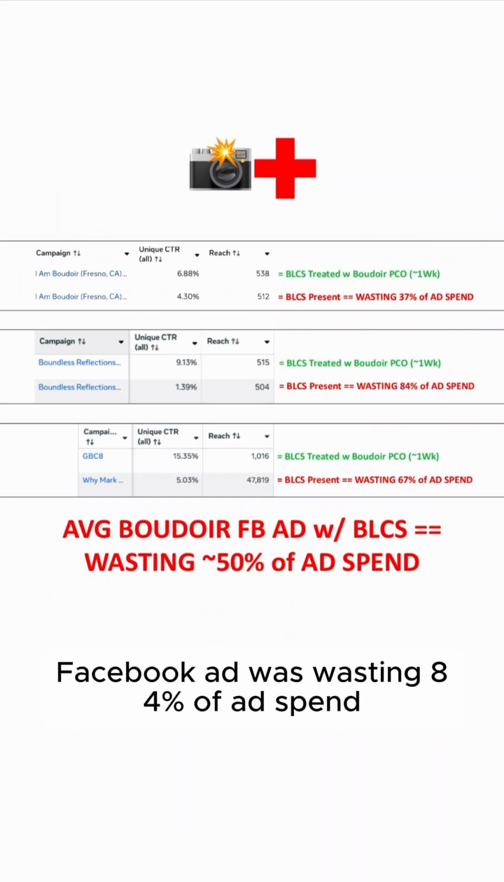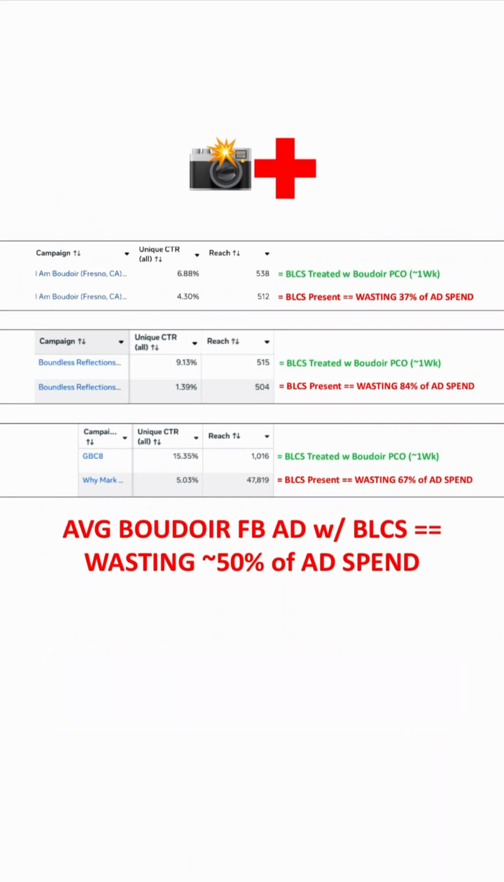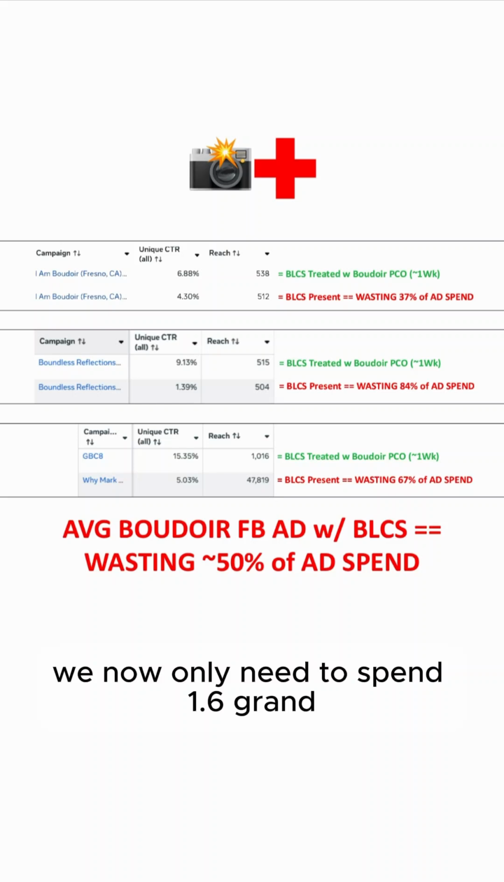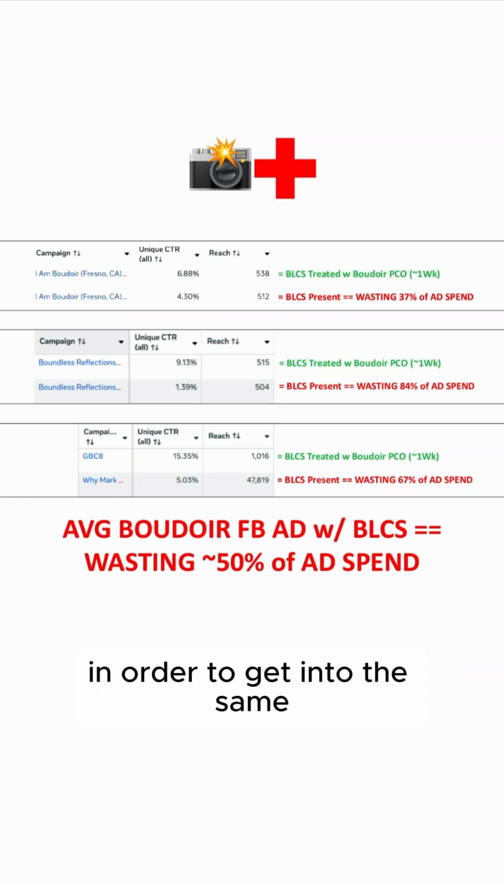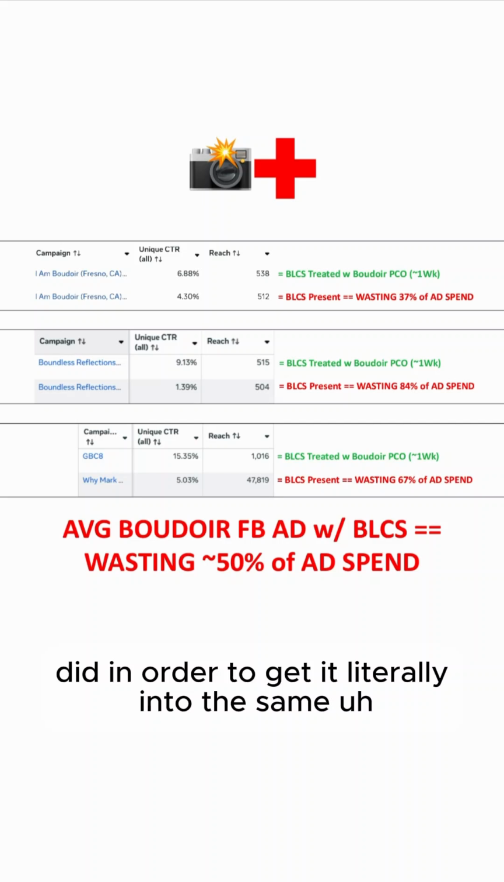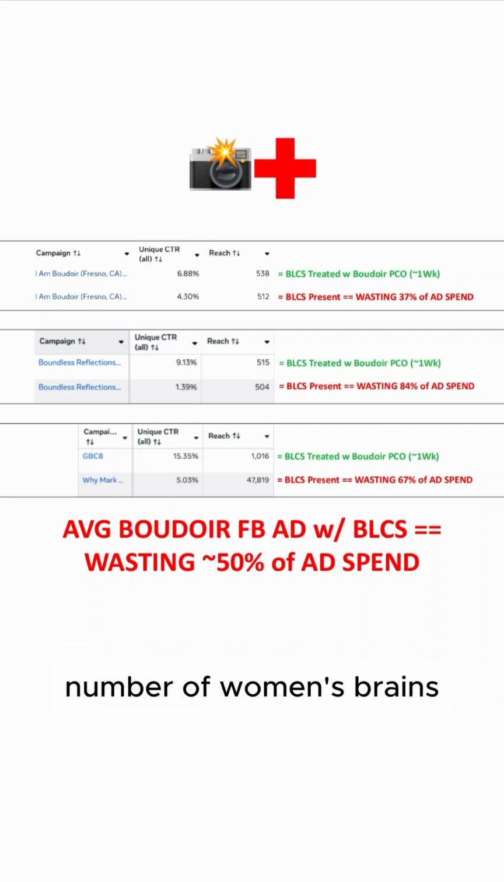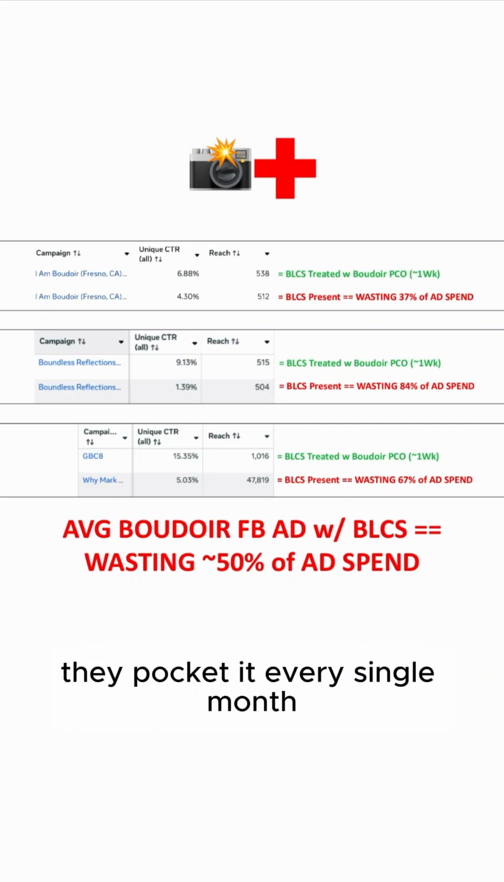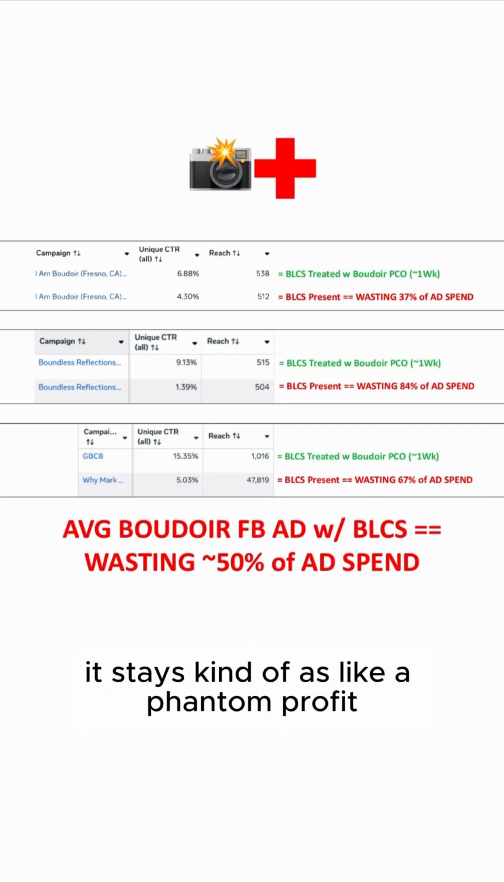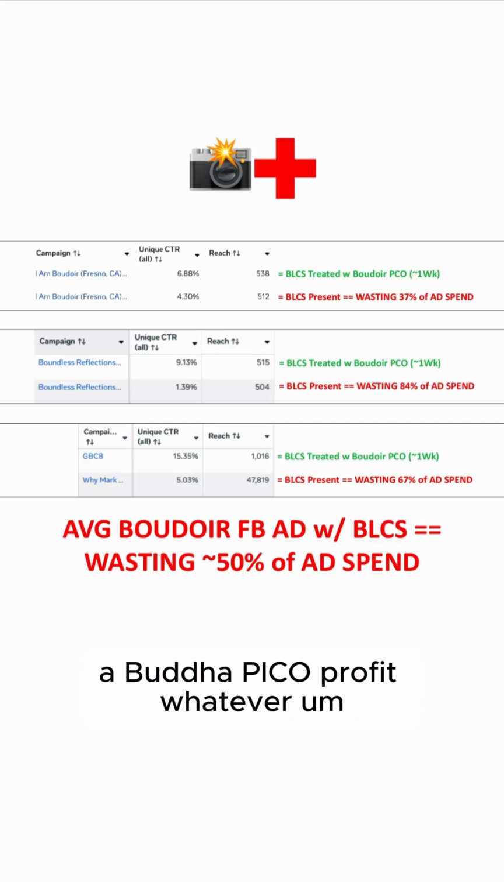So we found out the original Boudoir Facebook ad was wasting 84% of ad spend, being wasted. As a result, if they were spending 10 grand a month on that original Boudoir Facebook ad, we now only need to spend 1.6 grand per month on the Boudoir PICO treated ad in order to get it literally into the same number of women's brains. And that difference, that $8,400 a month that they now no longer have to spend, they pocket every single month. They don't have to spend it. It stays kind of like a phantom profit, a Boudoir PICO profit, whatever.